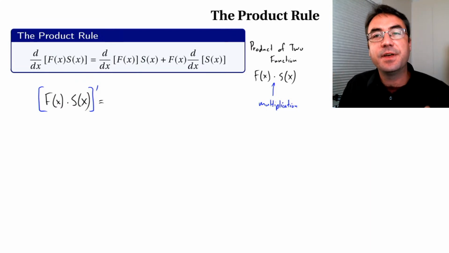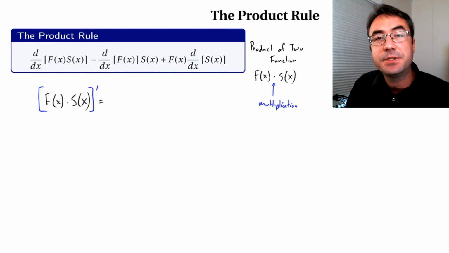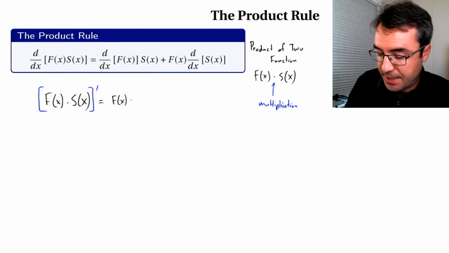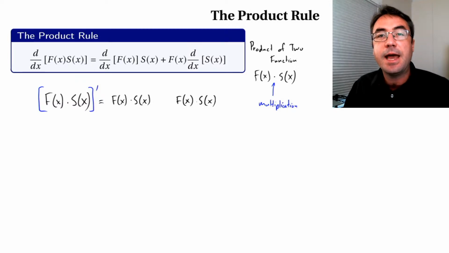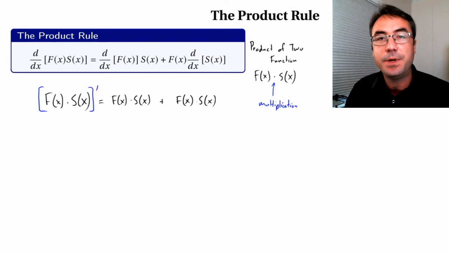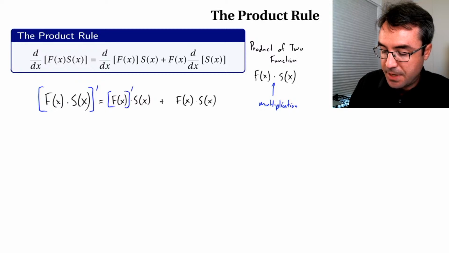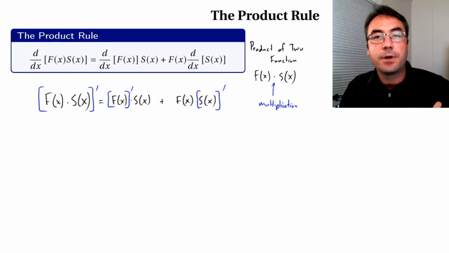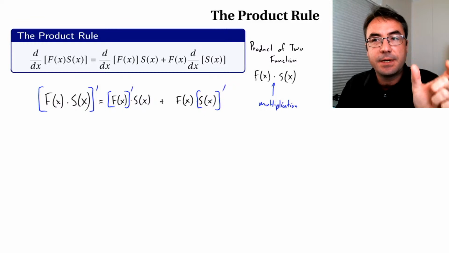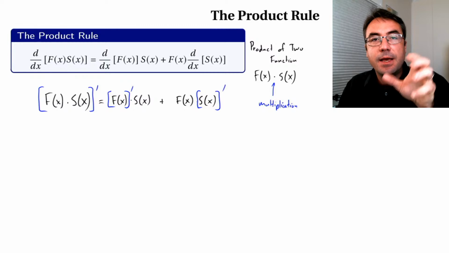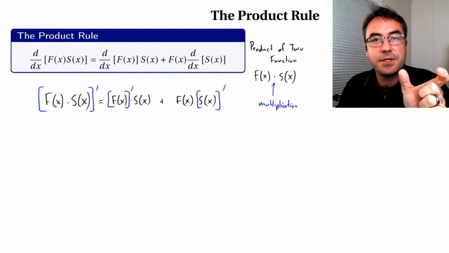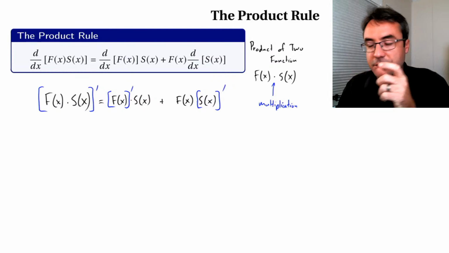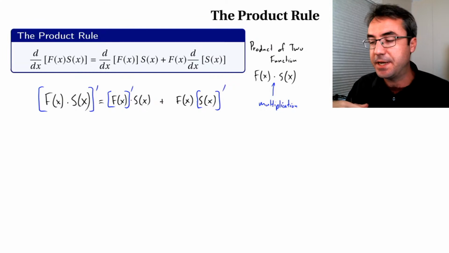Well, one way to think of this is we just write down two copies of our product. So function f times function s, and then we write down a second copy, function f times function s, and then we put a plus sign in between. Then in the first copy, we differentiate the first function, and in the second copy, we apply the derivative to the second function. That's how we're going to implement the product rule in practice. So we write down two copies of our product, put a plus sign in the middle, and then in the first copy, apply the derivative to the first function, and in the second copy, apply the derivative to the second function. And we'll see that in a few examples.